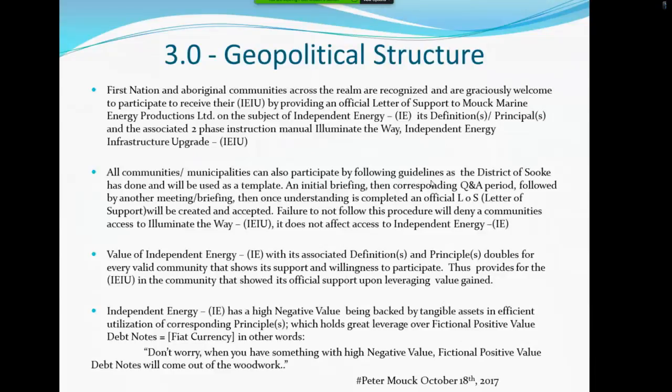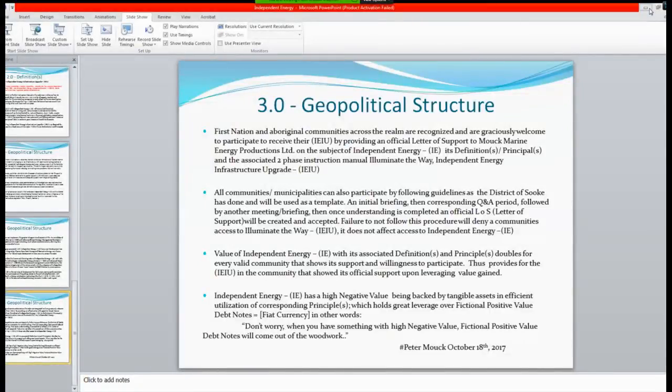Okay, so First Nation Aboriginal communities across the realm are recognized and are graciously welcome to participate and receive their independent energy infrastructure upgrade by providing an official letter of support to Milk Marine Energy Productions Limited on the subject of independent energy. Now, let me just exit out of this. Here is what the letter of support looks like. This is from the District of Souk. The official signing was June 30th. And here it is right here. Excellent. Here's the letter of support signed by the mayor. This is the actual digital copy they sent to me.